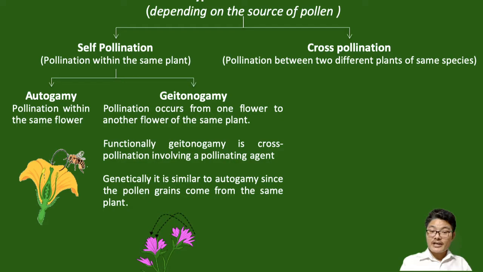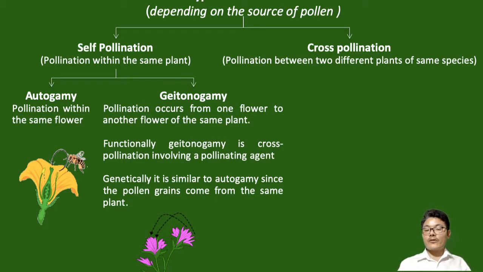So geitonogamy is a type of pollination wherein pollen grains are transferred from one flower to another flower of the same plant. Genetically, the new plants which are produced after formation of seeds following geitonogamy are genetically identical.